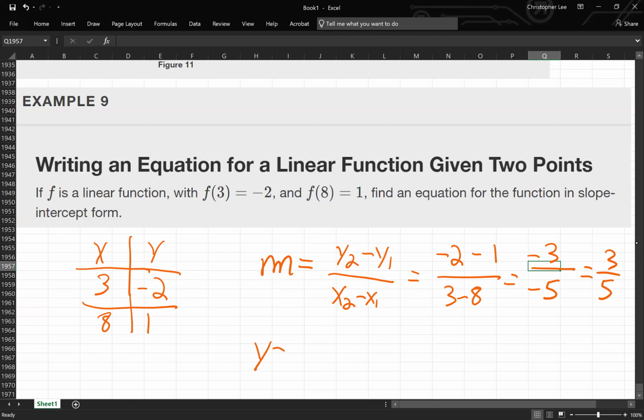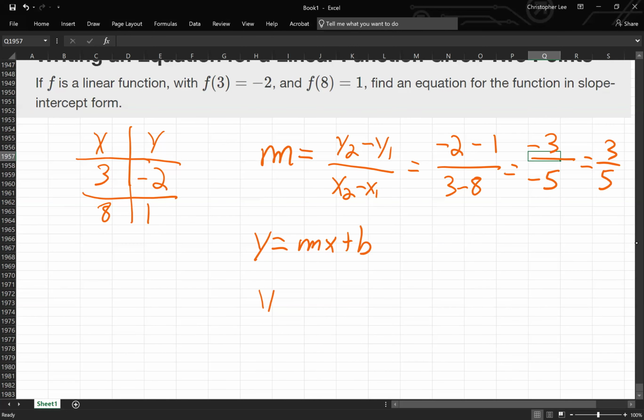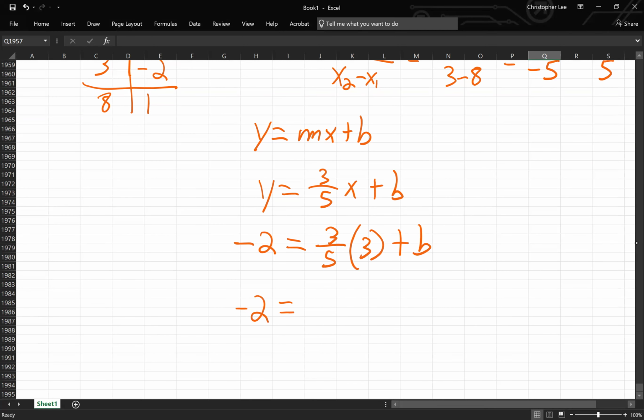So now we have y is equal to 3 over 5... wait, let me write the formula first. Y equals mx plus b. Then I have y is equal to 3 over 5x plus b. Now I have to plug in one of the points. Which am I going to plug in? Yeah, 3 and -2. All right, let's do that one. So this is going to be -2 is equal to 3 over 5 times 3 plus b. Multiply this out. I have -2 is equal to 9 over 5 plus b.